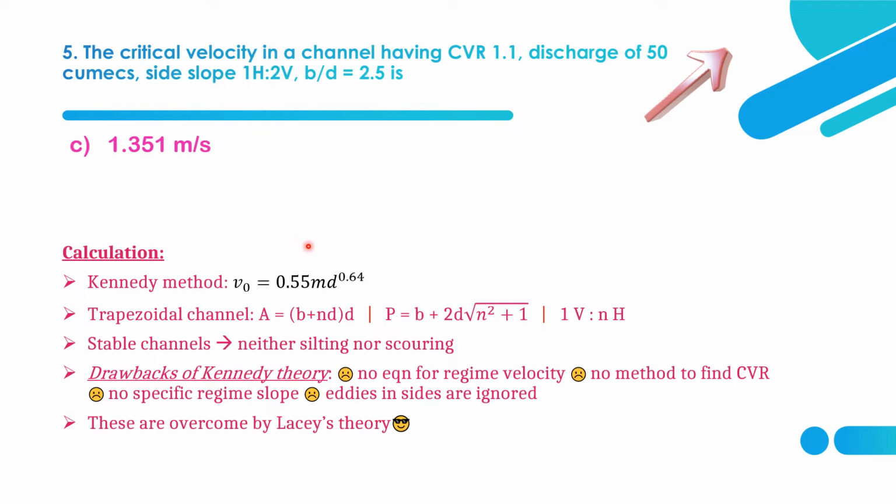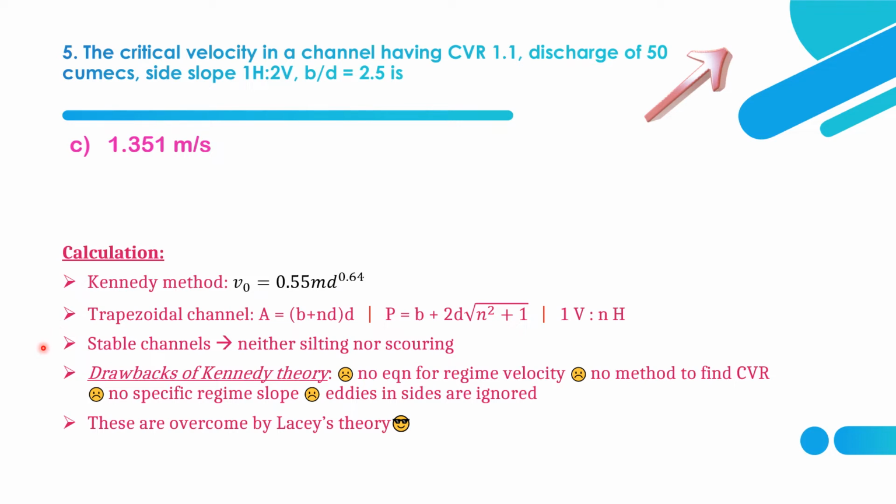If at all it's not matching in the first trial, we have to go for a second trial by changing the depth or by changing the dimensions of the trapezoidal channel, like side slope or the B by D ratio, because we have to get matching values of critical velocity using Kennedy's method and the velocity found by Manning's equation. So this is how we have to calculate the velocity or design the alluvial channels.